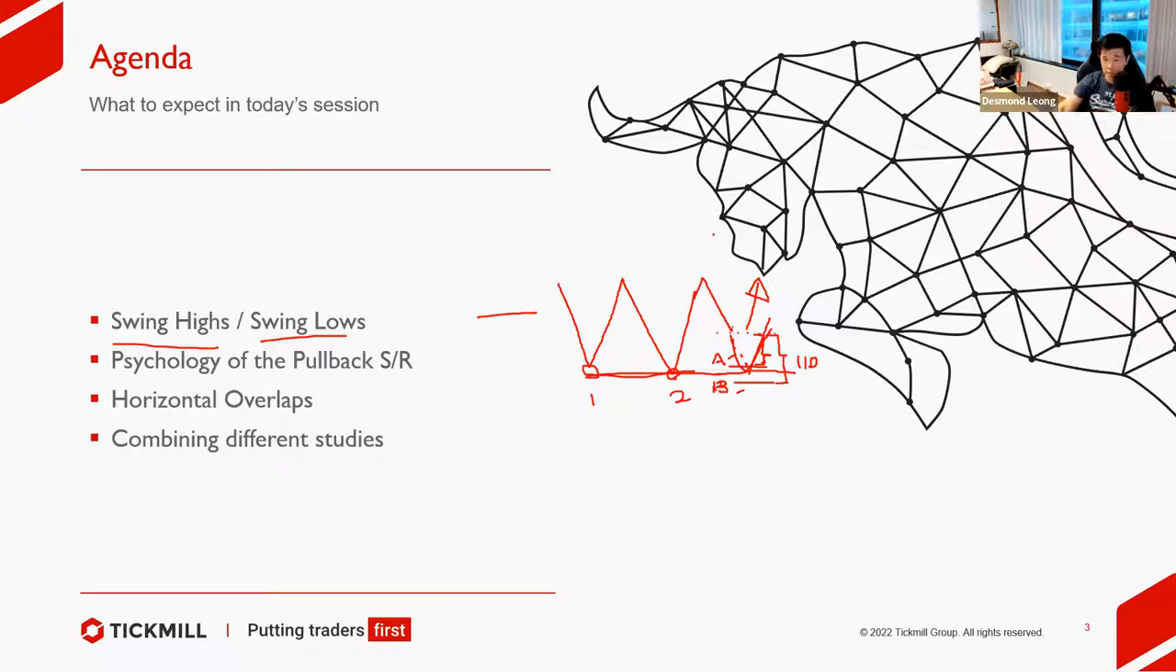So when it comes to trading, when you're looking at swing lows or swing highs, I'm going to give you a little bit of a cheat sheet. Stop loss: try to put it beyond a key level. And take profit: you can try to put it before a key level.